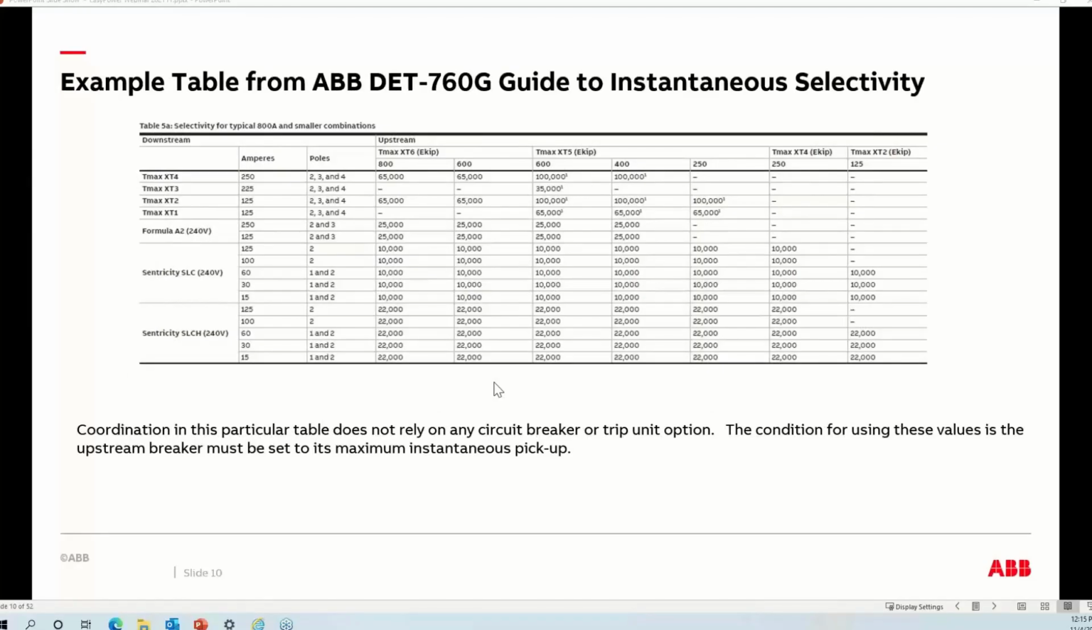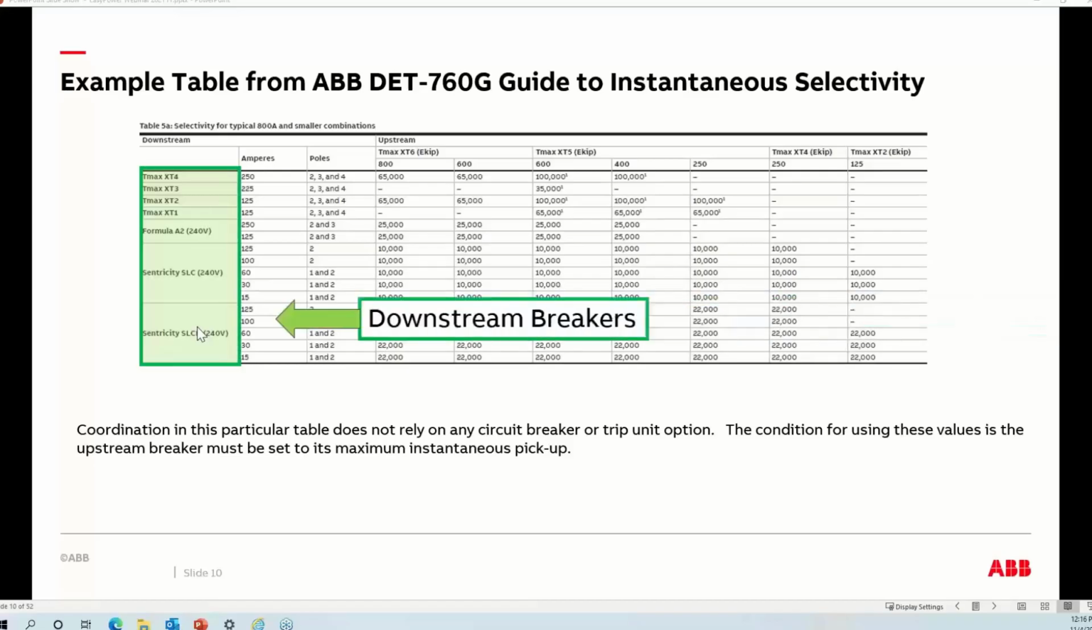Now, here's an example of a specific table. This is one we produce in my company. This table shows instantaneous selectivity only. And let me give you an example, by walking through this one, of how you read one of these tables. On the left-hand side are choices for downstream breakers. This is one table of several, so this covers certain downstream choices. Another table might cover different downstream choices. Okay, so there are the downstream breakers.